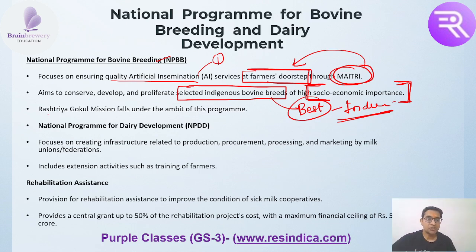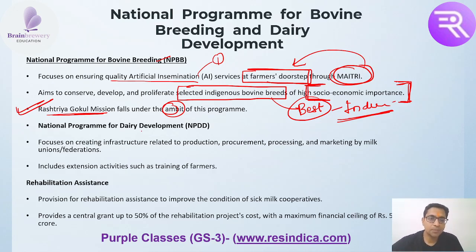Then Rashtriya Gokul Mission comes under the National Program for Bovine Breeding and Dairy Development. Under this program only, Rashtriya Gokul Mission is there. Okay, we'll be studying what the Rashtriya Gokul Mission is. So you should know under what head Rashtriya Gokul Mission is.